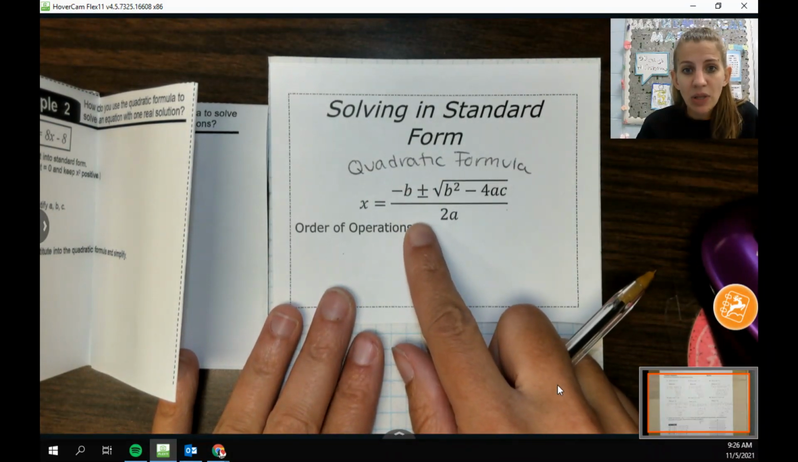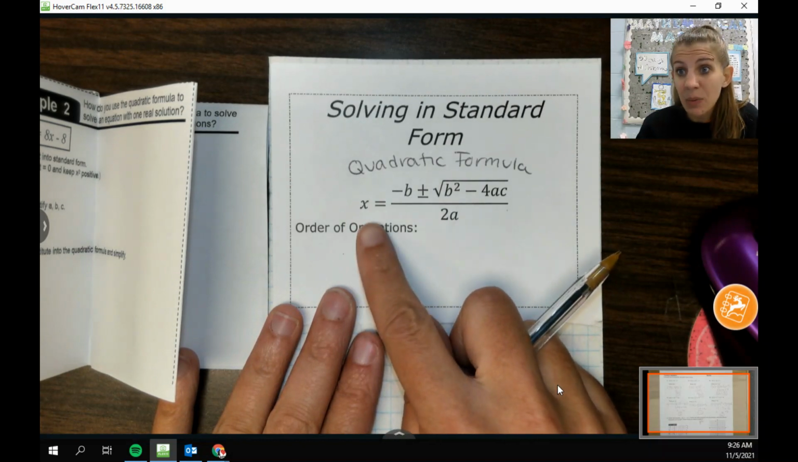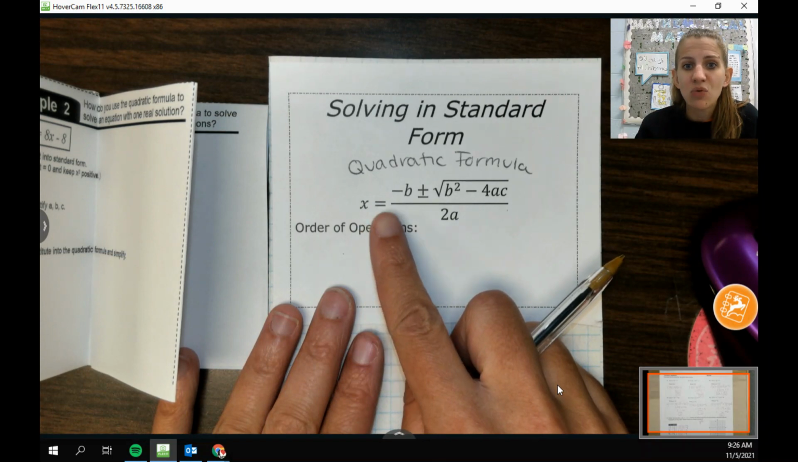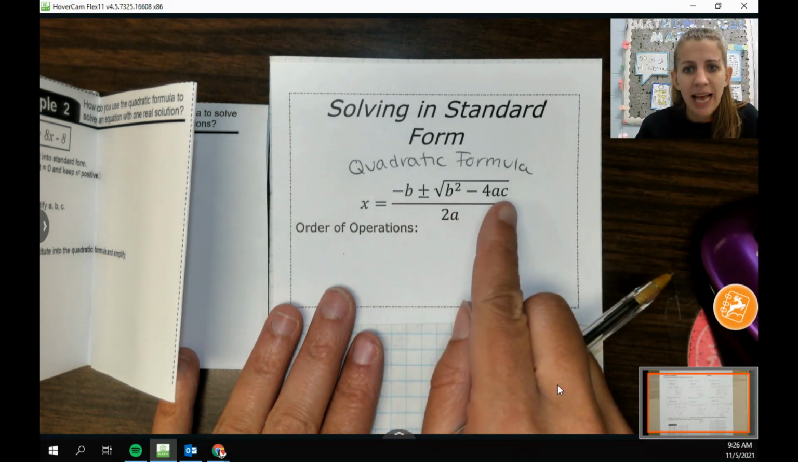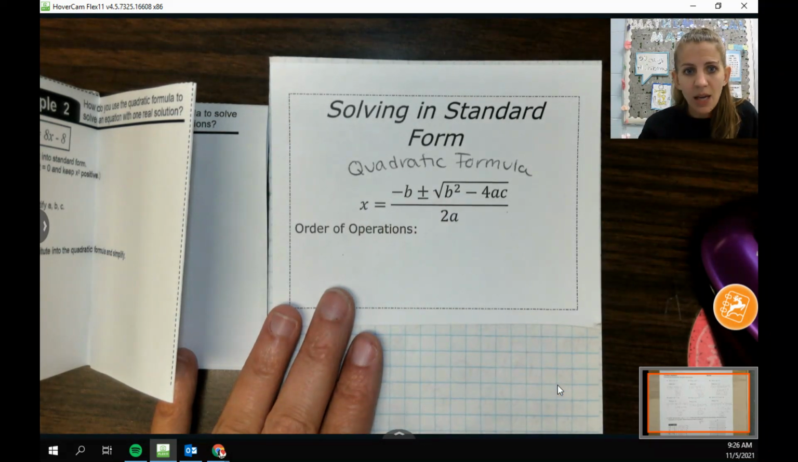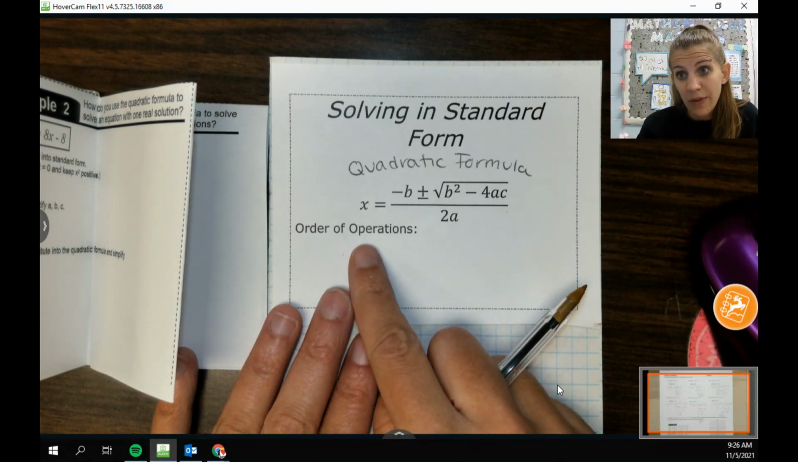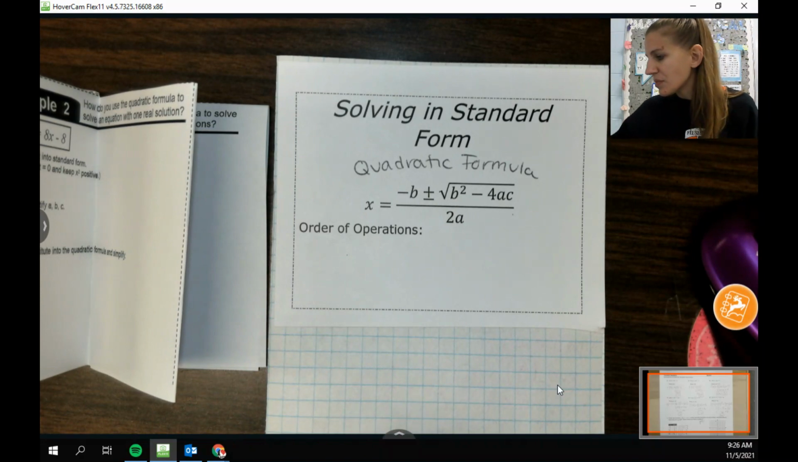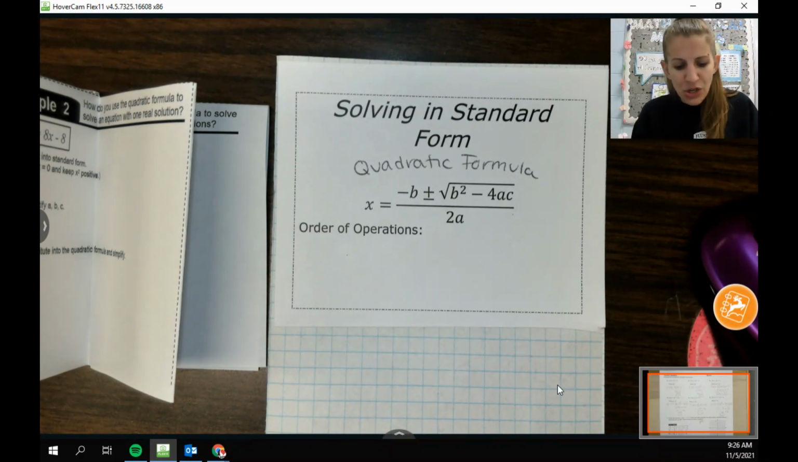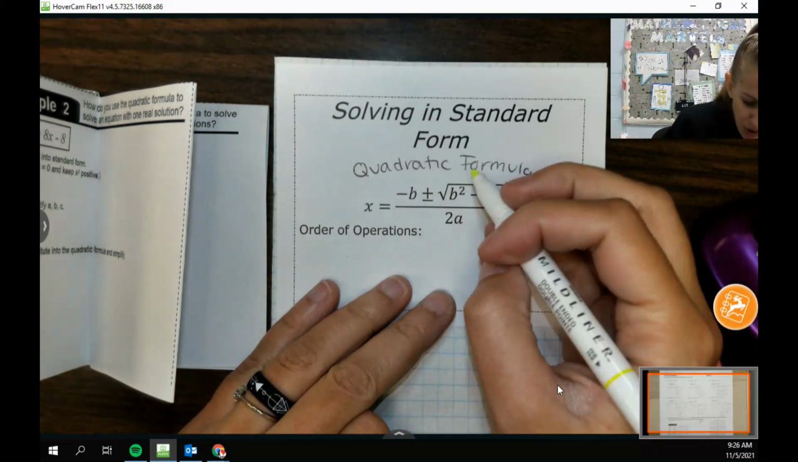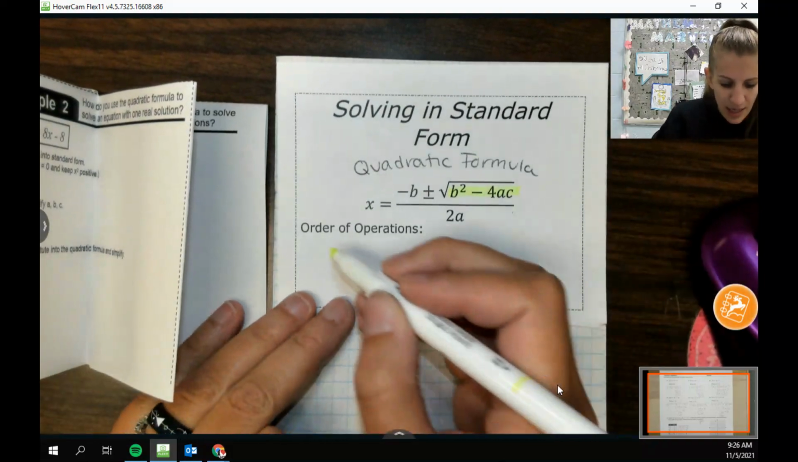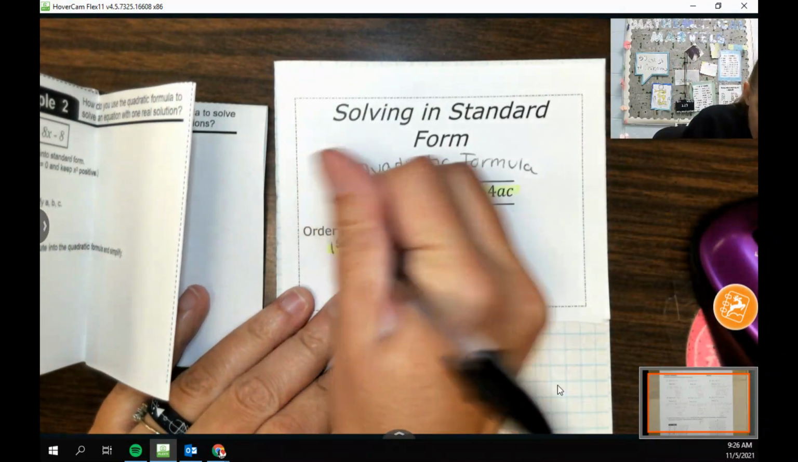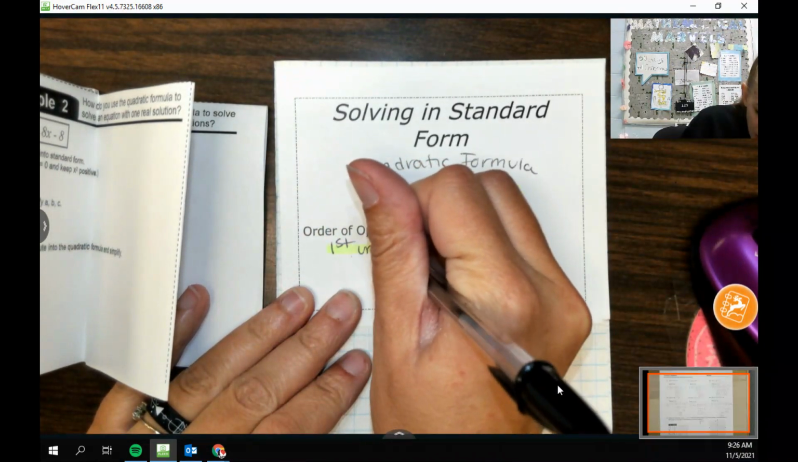So essentially, this is going to tell you exactly what x equals, or what the x-intercepts are, as long as I plug in my a, b's, and c's correctly and I follow the order of operations, okay? So the order we want to go in is we need to do what's under the root first.